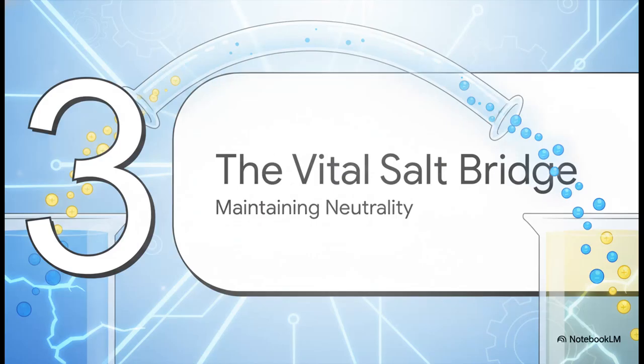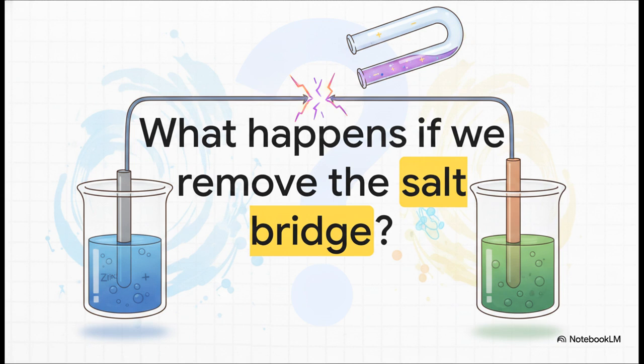Okay, Section 3, the vital salt bridge. This is often the most overlooked component, but it's absolutely essential to the whole process. You might be wondering, is this little piece of gel or paper soaked in potassium chloride strictly necessary for our build? Like, couldn't we just connect the metals with a wire and call it a day?